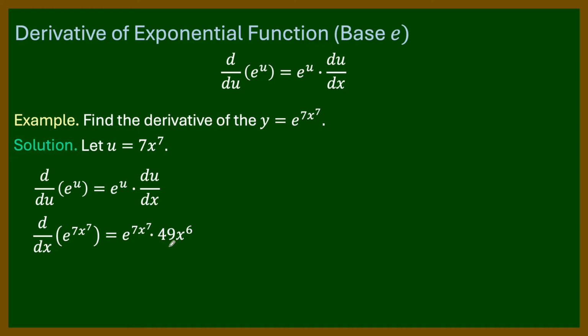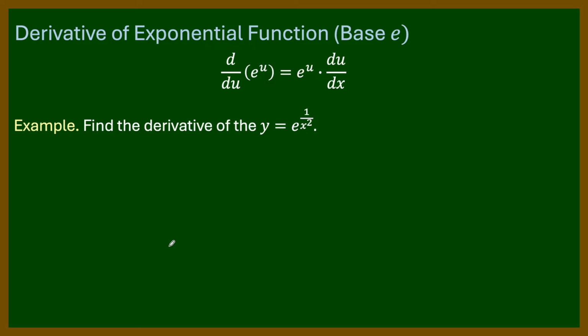Under this result, the constant is 49. So it is better to move it into the first term. So the final answer is 49x raised to 6 times e raised to 7x raised to 7.